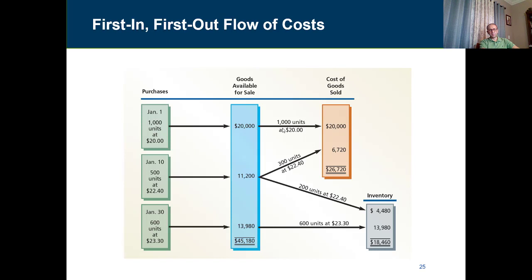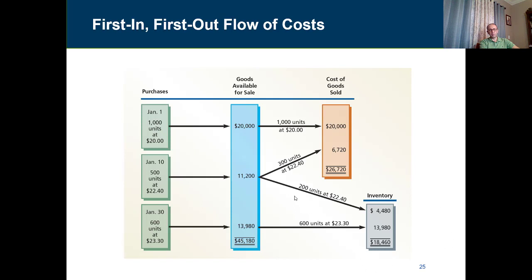So we took 1,000 from the $20 items, and we took 300 out of the 500, and the remaining 200 went to ending inventory. And of course, the 600 entirely went to the ending inventory. So our cost of goods sold was 1,000 multiplied by 20 and the 300 multiplied by 22.40. And you can see it's 20,000 plus the 6,720 for a total of 26,720.